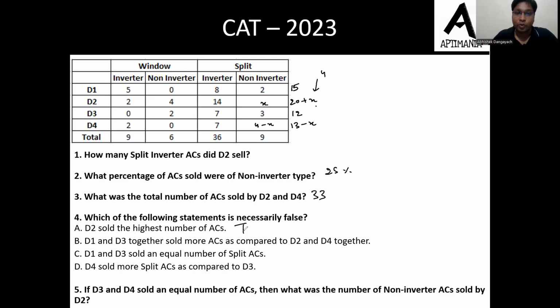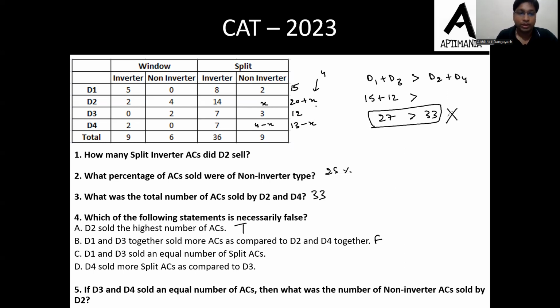D1 and D3 together sold more ACs as compared to D2 and D4. D1 and D3. So as per the question, D1 and D3 must be greater than D2 and D4. D1 and D3, the total is 15 plus 12, that is 27. And we know that the total number of ACs was 60. Out of which 27 यहाँ आ जाते हैं, तो here it must be 33. Fine. Okay, so this basically is false, right? So 27 greater than 33 is false. ये तो नहीं हो सकता है बिल्कुल.